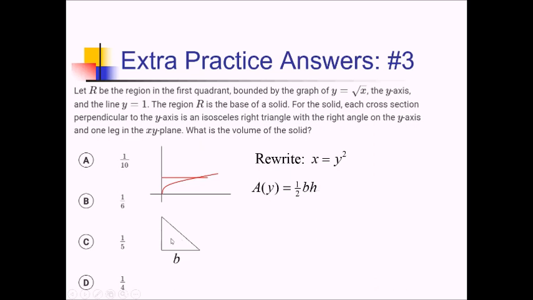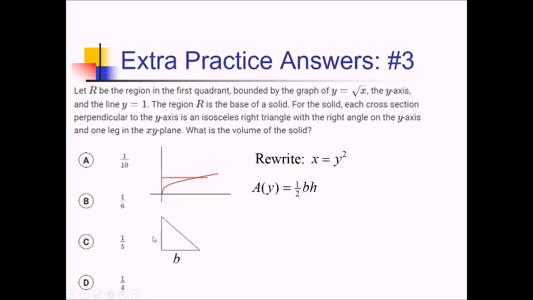Since this is an isosceles right triangle, and this is the right angle here, that means this is the hypotenuse, which means it's not one of the legs. That means that this other side, the height of the triangle, is the leg. And since in an isosceles triangle the legs are always equal, the height is going to be the same distance as the base.